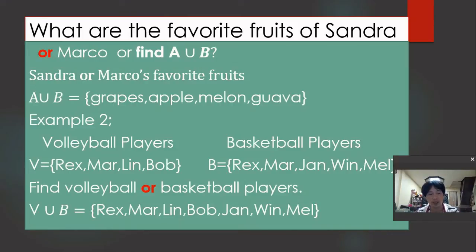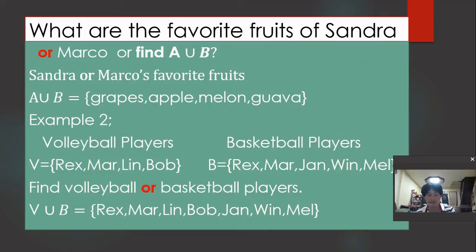We have Rex, Mar, Lynn, Bob. After that, we will also write the names listed in set B, the basketball players. But the first name on set B is Rex. However, we have already written Rex, so there's no need to write it again, because Rex in volleyball and Rex in basketball are the same. Next is Mar. We need not write Mar again, because Mar in volleyball and Mar in basketball are the same.